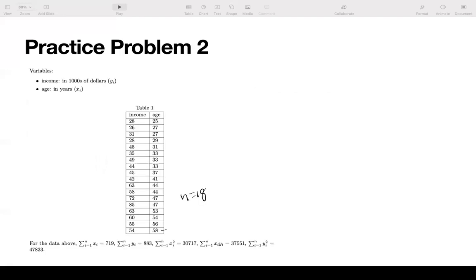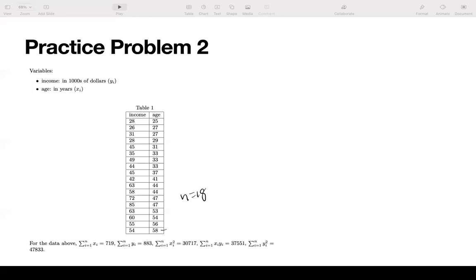So here's another practice problem. In this question, we have two variables. The first one is income, which is in $1,000 and is denoted by yi. So this is our dependent variable. And also we have age, which is in years and is denoted by xi, so that's our independent variable.